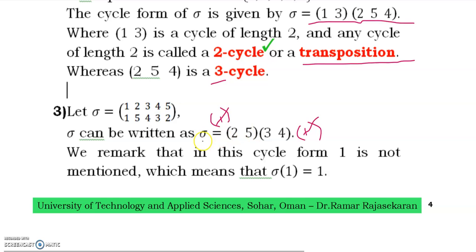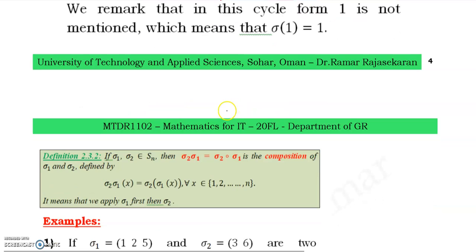Okay, so I can write this permutation like this. This is one 2 cycle. This is another 2 cycle. Okay, no need to mention 1. Why? Because here 1 is assigned to 1 again. Okay, so this is another example of how to write the permutation form into the cycle form. Okay, this is the permutation form, this is the cycle form.